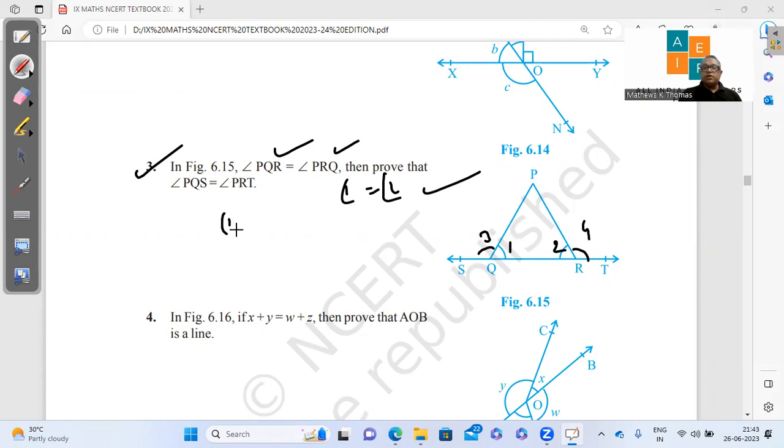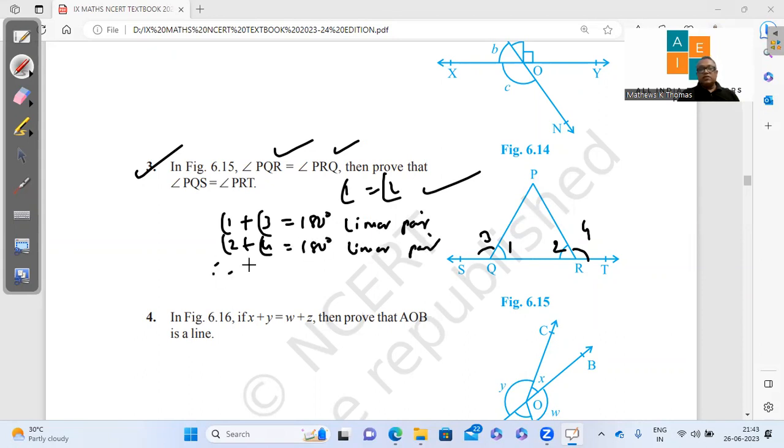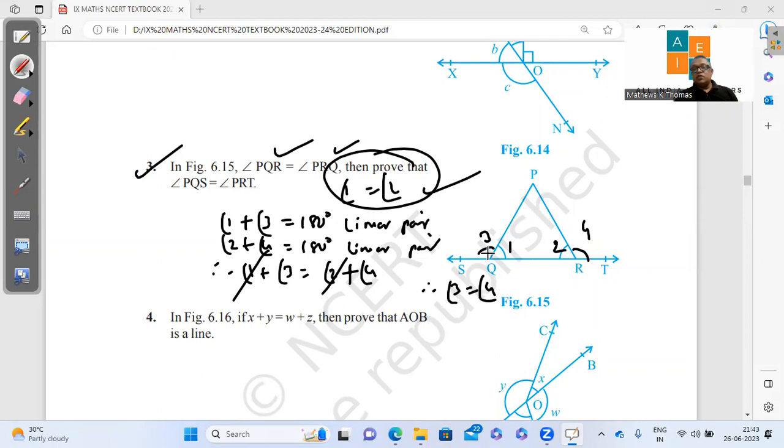So very simple here. Angle 1 and 3 together form a linear pair. So their total is 180. Same with 2 and 4. 2 plus 4 is 180, linear pair. Right? And therefore, I can say that 1 plus 3 is equal to 2 plus 4. And we are already given this information that 1 and 2 are equal. So 1 and 2 get cancelled. Therefore, we can say that angle 3 equals 4. Or in other words, angle PQS is equal to PRT. So this is question number 3.